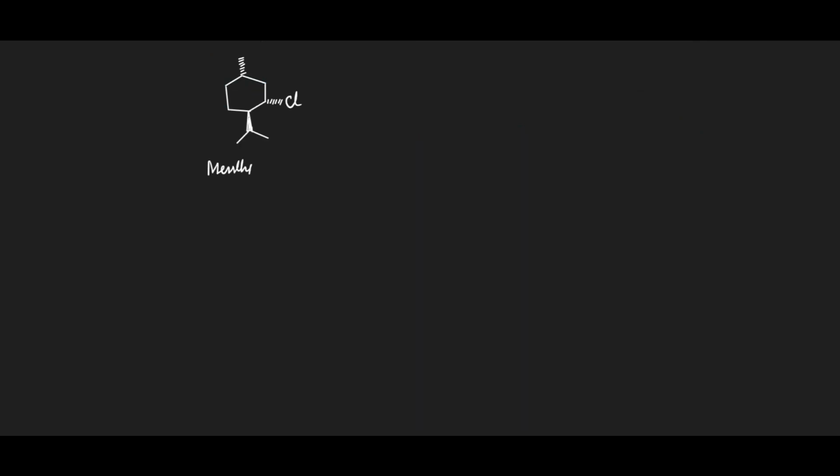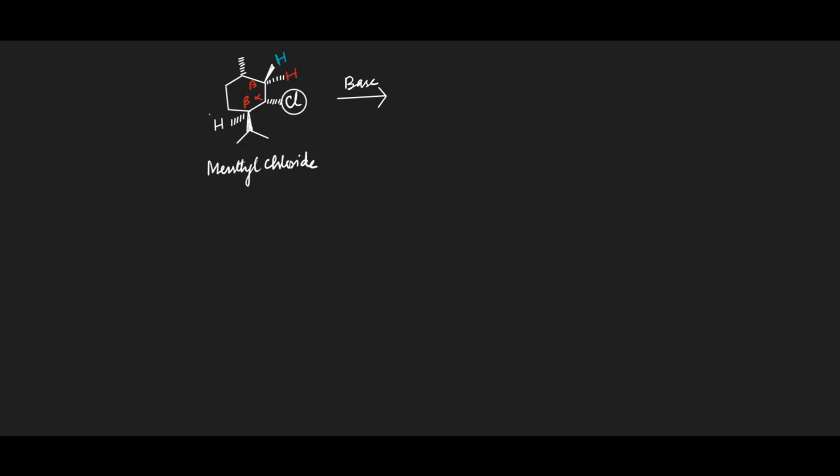Consider the elimination of this cyclic chloride. This is called menthyl chloride. It has two beta carbons. This beta carbon has isopropyl group on wedge, therefore hydrogen must be on dash. Similarly, this beta carbon has two hydrogens. Let us put cyan blue hydrogen on wedge and red hydrogen on dash.